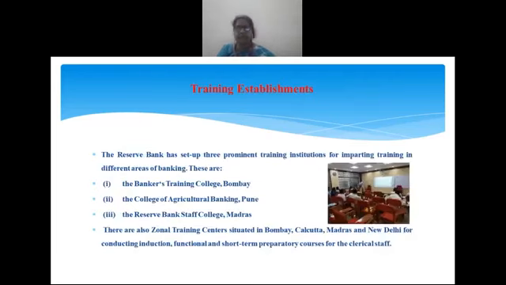Now, the RBI also runs training establishments in order to give proper training to employees to make them work effectively and efficiently. The Reserve Bank has set up three prominent training institutions for imparting training in different areas of banking. These are the Bankers Training College, the College of Agricultural Banking, and the Reserve Bank Staff College. So they execute training also.